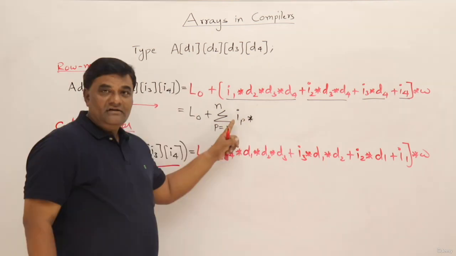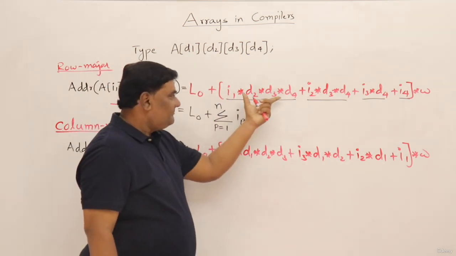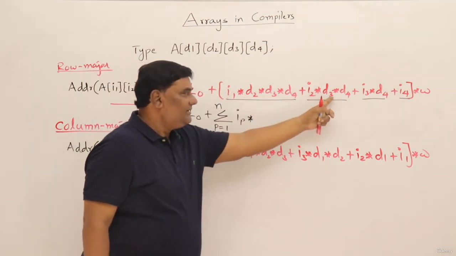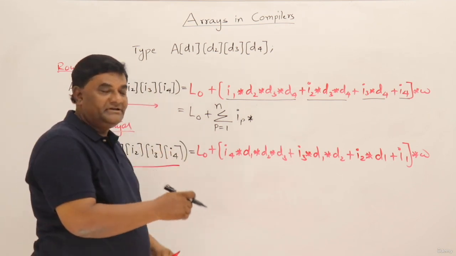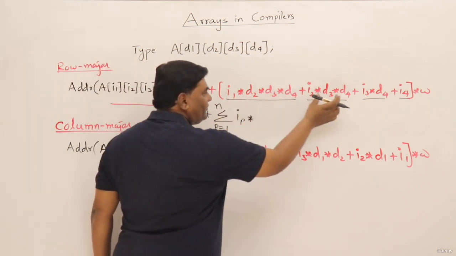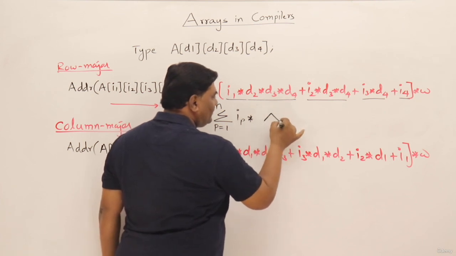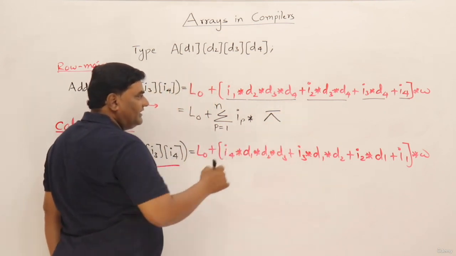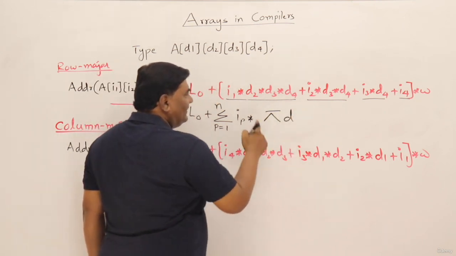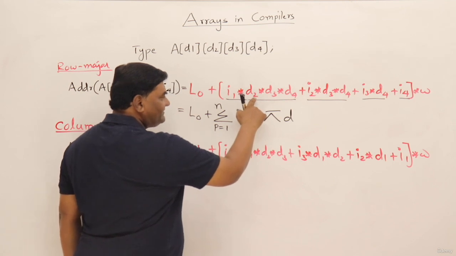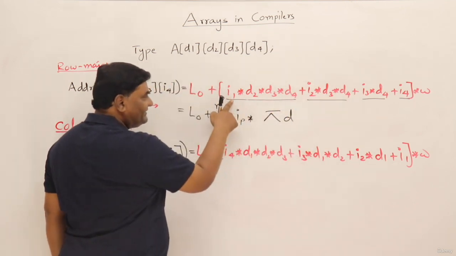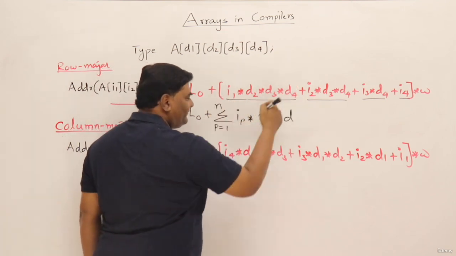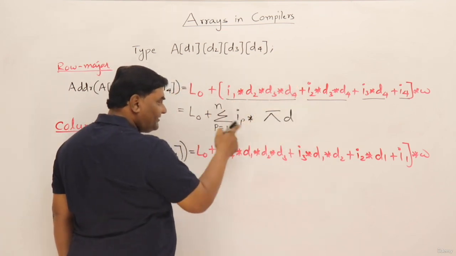Next, every index is multiplied by dimensions. This I2 is multiplied by D3 and D4. So it is multiplied by a product of dimensions, and for the product we can use pi of D. Now these dimensions take subscripts 2, 3, 4, and for I1 it is 2, 3, 4, for I2 it is 3, 4. So this is taking the values after P.